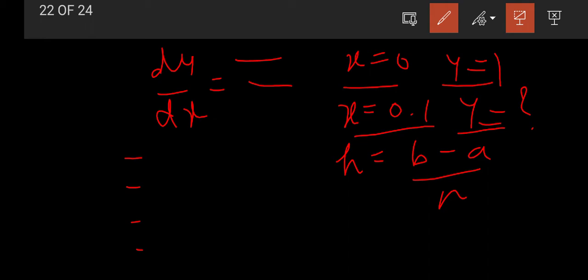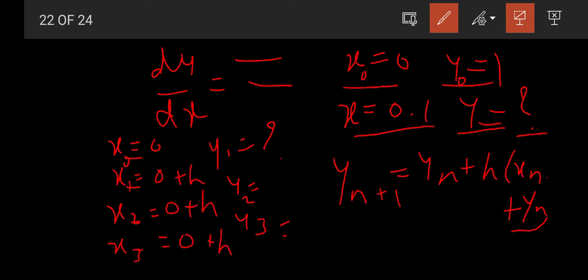We first find h, the difference, which is found by (b minus a) by n, where n is the step count, which will be determined in the question, or you can take it yourself. Then b minus a means 0.1 minus 0, divided by the step count. Then you have the intervals. Suppose the initial interval is x0, then the second interval will be the x0 value plus h, then the next interval will be x1 plus h.